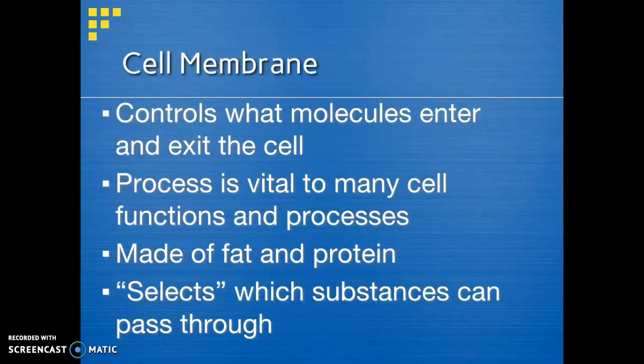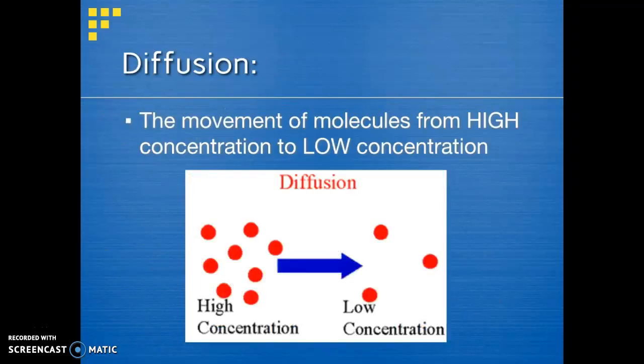It's made of fat and protein. The key characteristic that we want to start with is that it selects which substances can come in and out of cells through the cell membrane. One of the things that we started with was this idea that molecules are moving around all of the time and they tend to spread out. We call this diffusion, where molecules spread out from high concentration to low concentration.